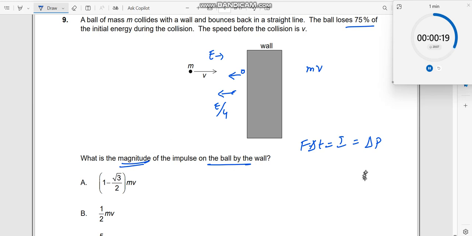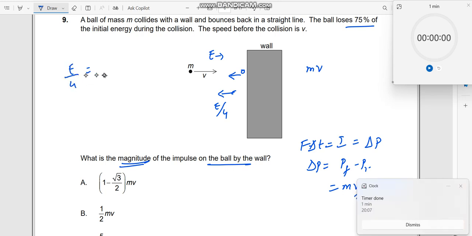According to us, delta P is nothing but P final minus P initial. What is P final? M times V final minus M times V initial. We do not know what M times V final is over here, so let us determine it from here. We know E by 4 is the outgoing energy over here. So what is E by 4?